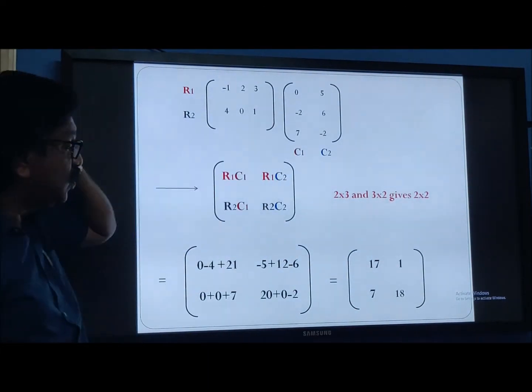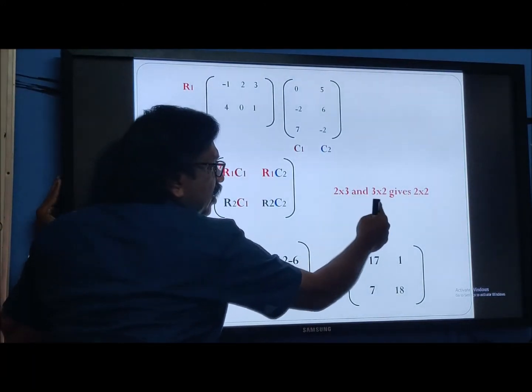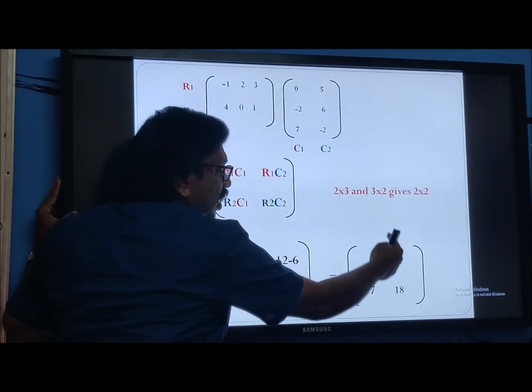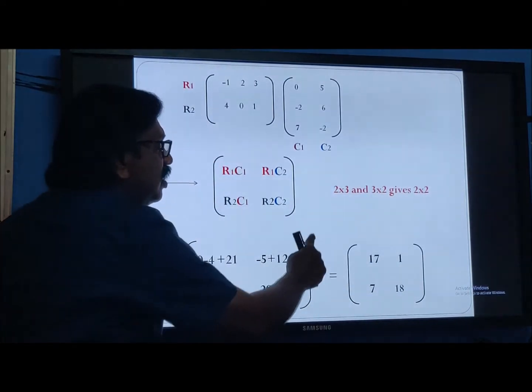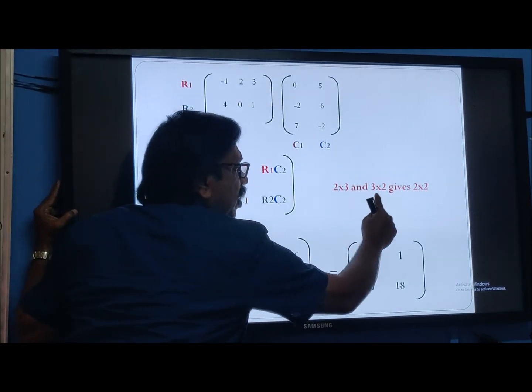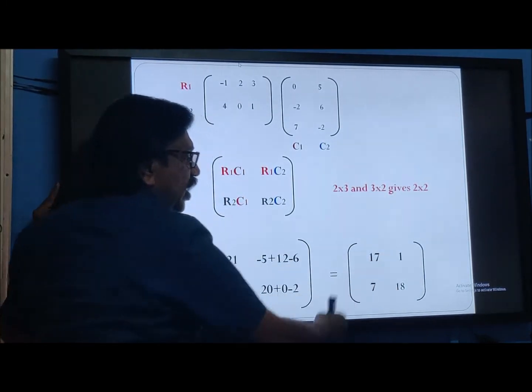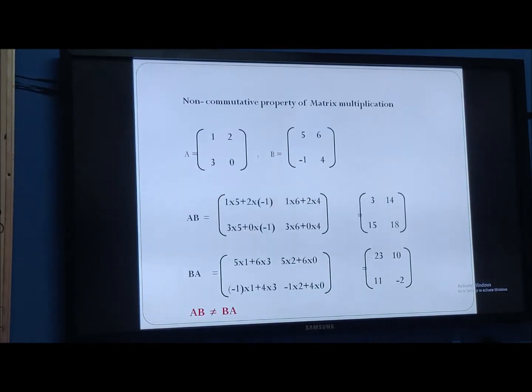You see the condition also: if A is a 2 by 3 matrix, and B is another matrix 3 by 2, what is the order of the answer? 2 by 2. That will be written as: if M by P and P by N, the order is M by N. Here it is 2 by 2. That is the first condition. Okay, next.